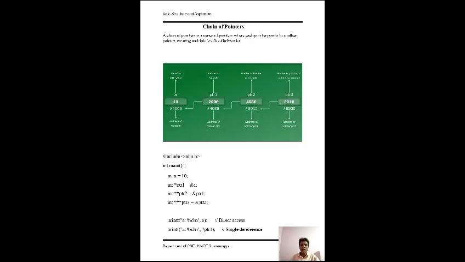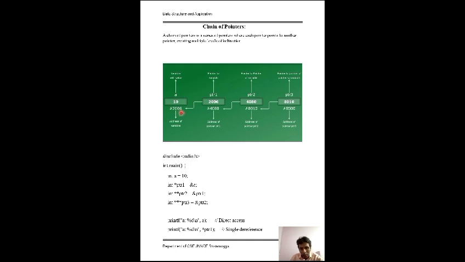Before going to dynamic chains, we will understand the concept of pointers. Here, a pointer is a variable that stores the address of the actual value. This figure shows a series of pointers where each pointer points to another pointer. When we decode this figure, one variable is there, that is a, that stores the value 10, and it has its own memory address, that is 2006.